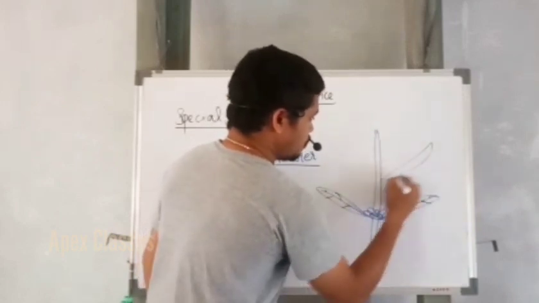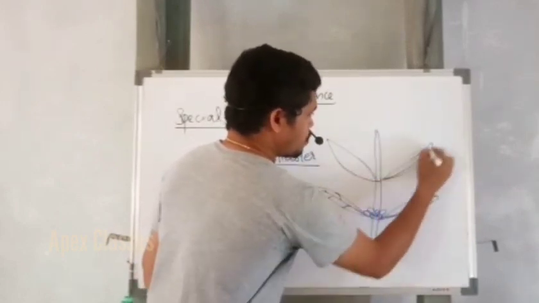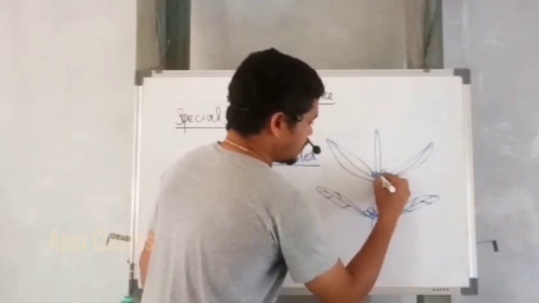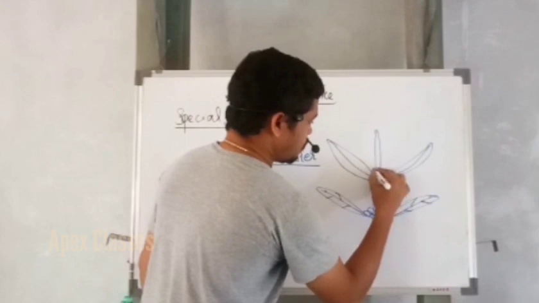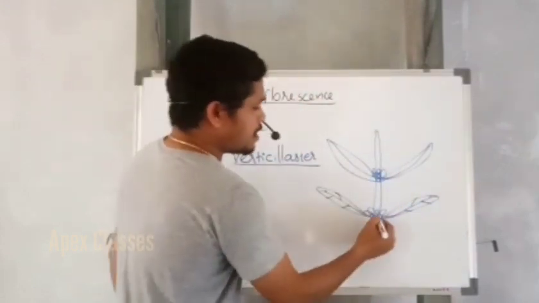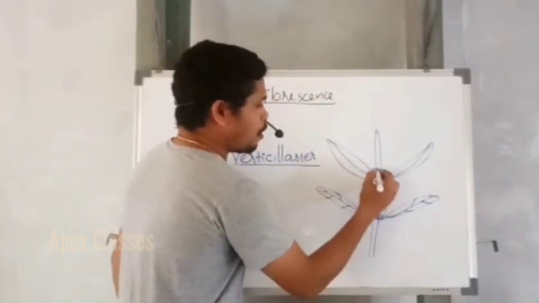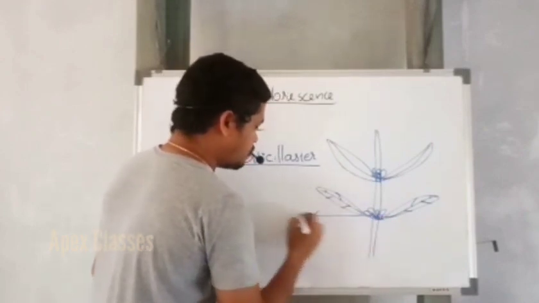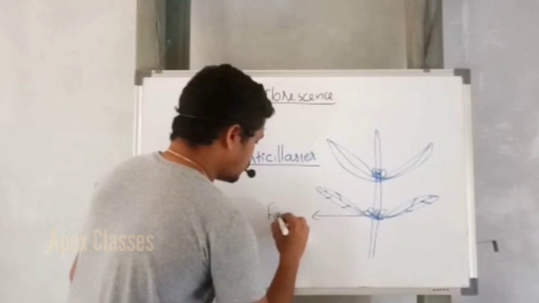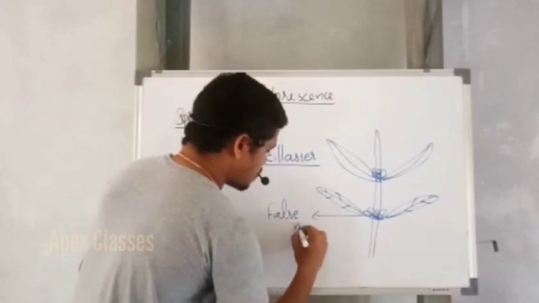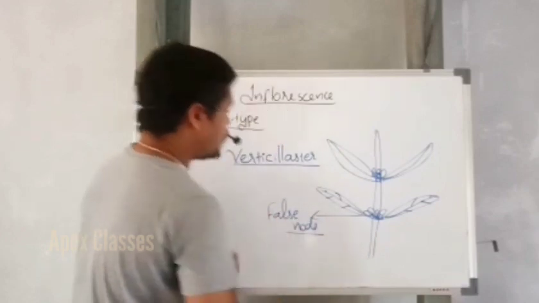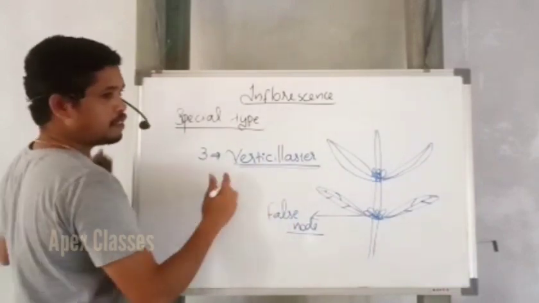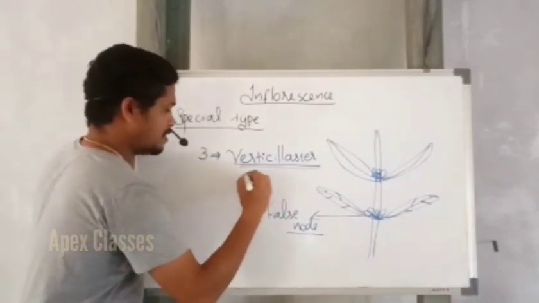Here the leaves are arranged in an opposite manner, opposite phyllotaxy. The sessile flowers are arranged and form a false whorl. This type of complex inflorescence is known as a verticillaster. For example, leucas.